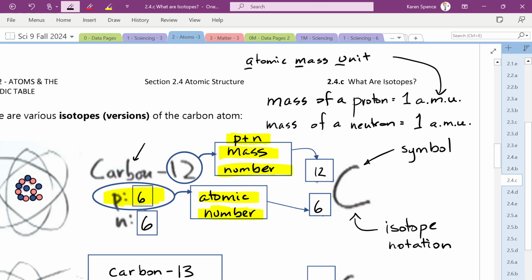One of the reasons why it's really nice to write the bigger number up top and the smaller number down below is if you take 12 and you subtract 6, what do you get? You get 6, and that is 6 neutrons. So you have 12, which is the protons plus neutrons. You have 6 down below, which is the number of protons. And if you take 12 minus 6, you get 6 neutrons. Does that make sense? Okay.